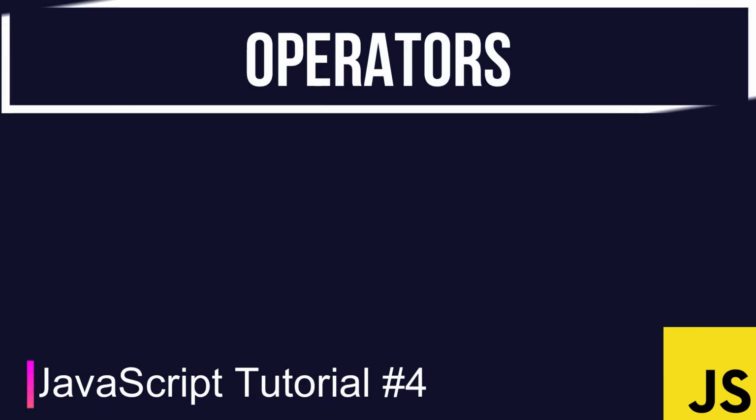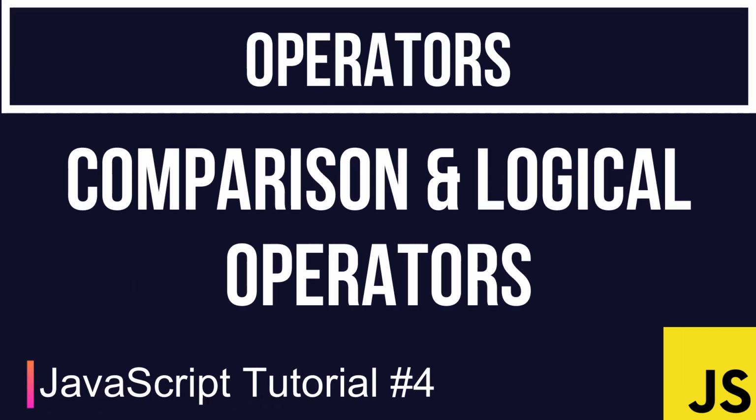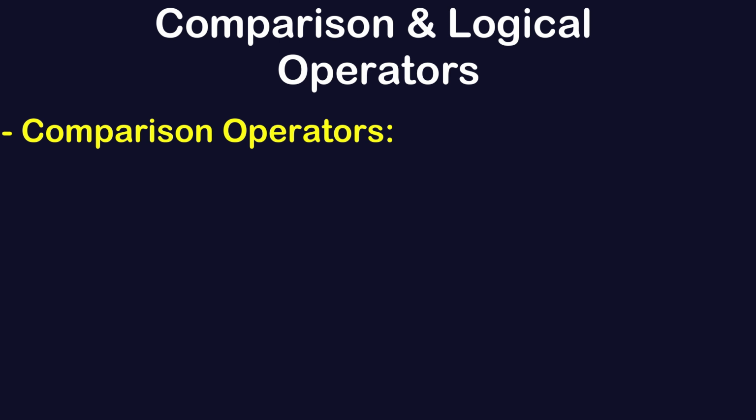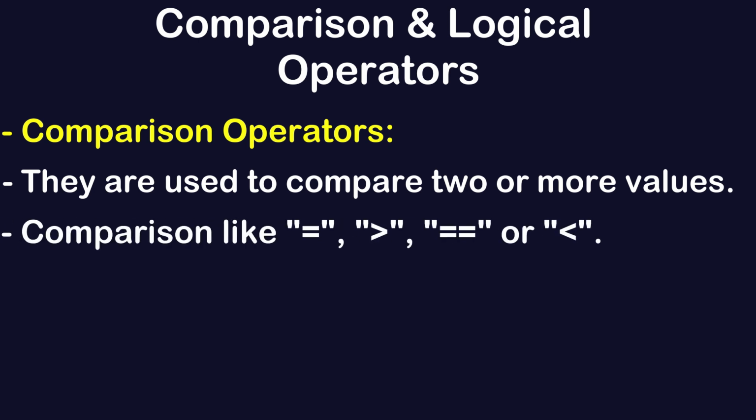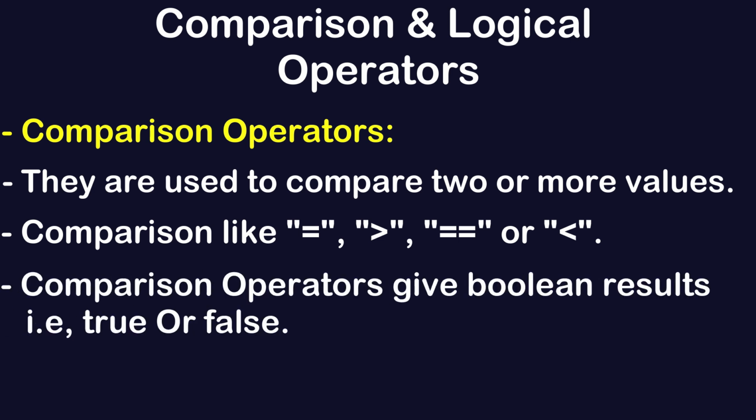Welcome to this section. In this section, we are going to learn about various comparison operators we have in JavaScript. Along with the comparison operators, we are going to discuss the logical operators as well. Let's begin with comparison operators. They are used to compare two or more values, like equal to, greater than, or less than. Comparison operators give Boolean results, that is, they return true or false.